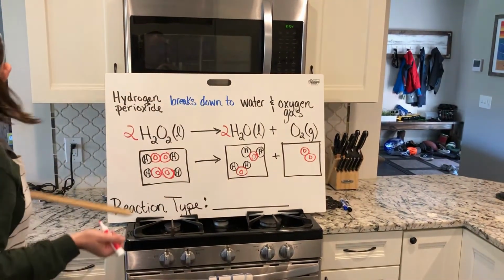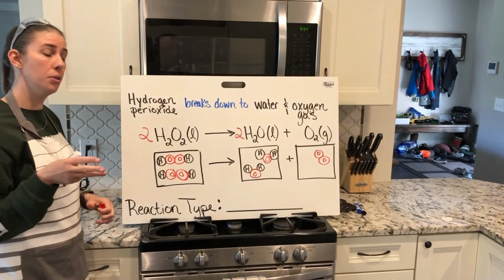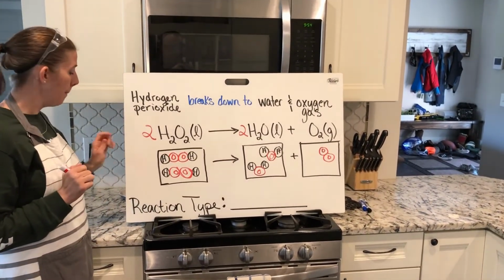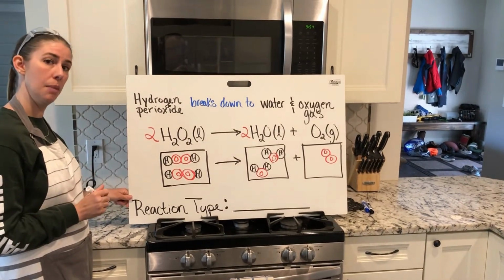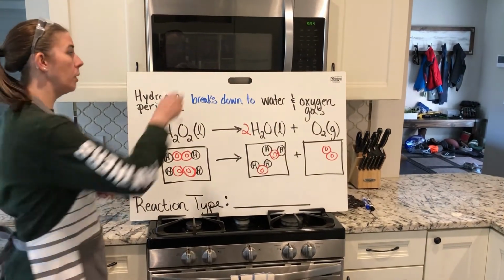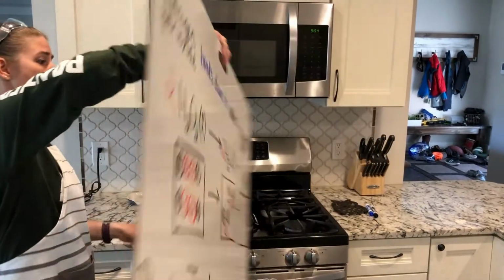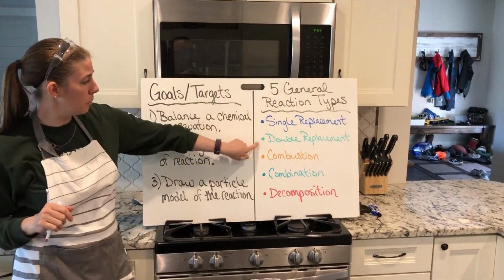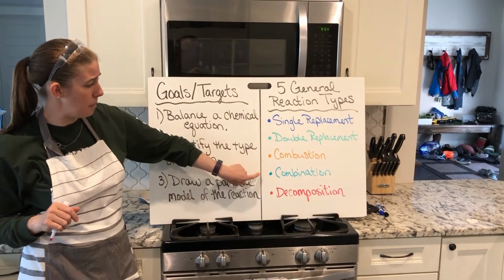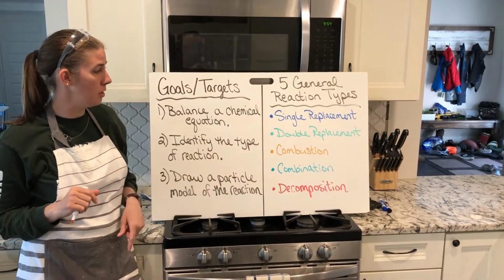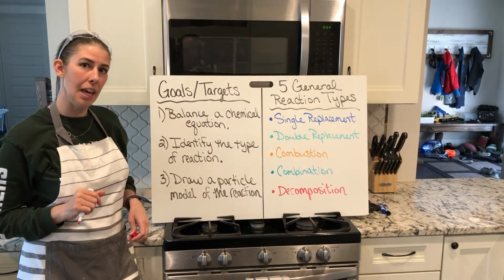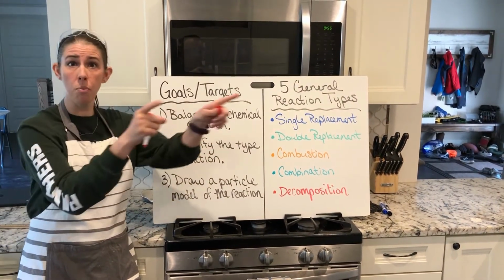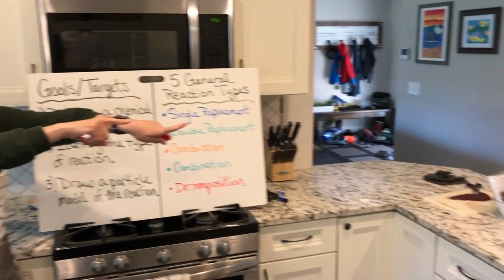Okay, so we've got 2 of our 3 goals. We've got the equation balanced, we drew a picture of it, now we just need to identify what reaction type it is. And if you remember, our 5 reaction types are single replacement, double replacement, combustion, combination, decomposition. All right, take a second and pick one based on what you saw with the reaction, which we should zoom back over to the reaction for a couple minutes.